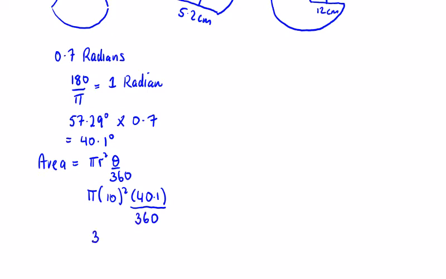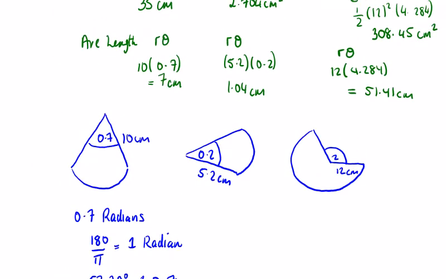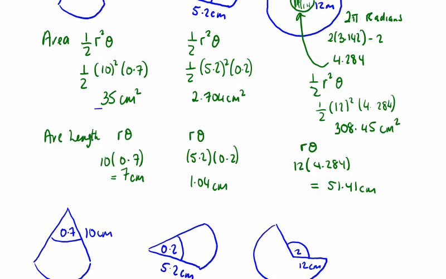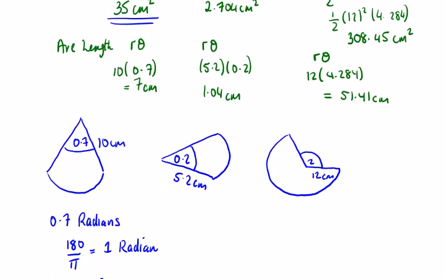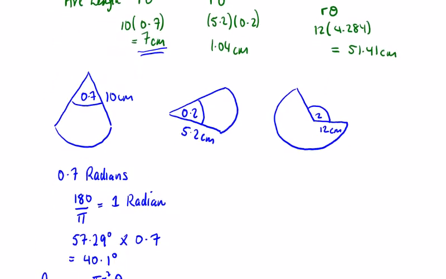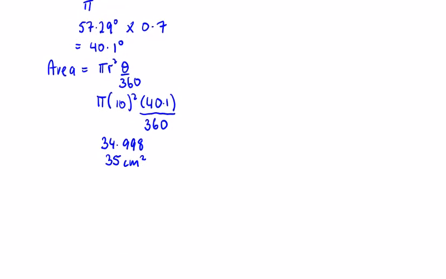And because we rounded off here, we get 34.998, which we would obviously round off to 35 centimeters squared, which you can see is what we got up here. And what did we do up here? We got 35 centimeters squared. So the 7, we should get 6.99-ish when we look at the length of the arc here.